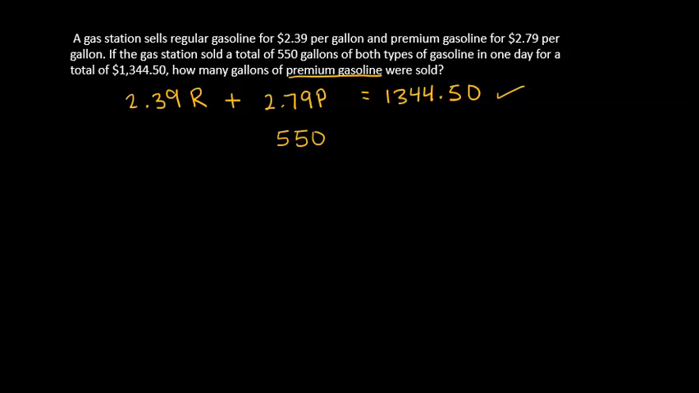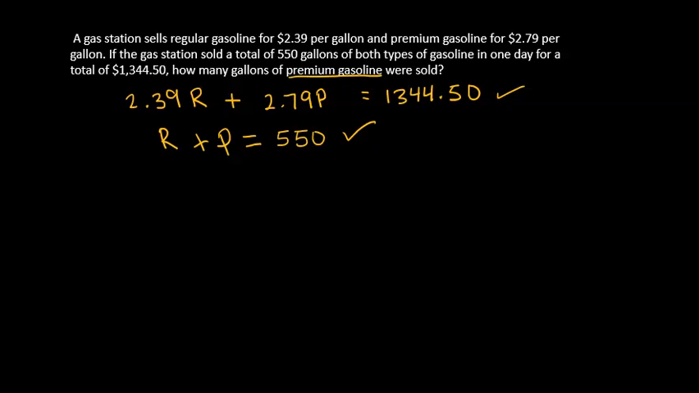Well, we're just selling two items. We're selling premium gasoline and regular gasoline. We're not even discussing price when it comes to gallons, right? Not with this number. So we're going to do R plus P. And that's going to be our second equation. How did I come up with that? How did I know to put P and R together and it equals 550?